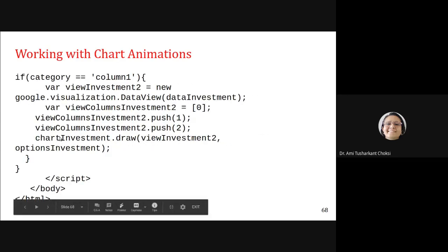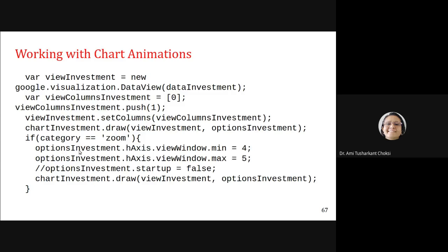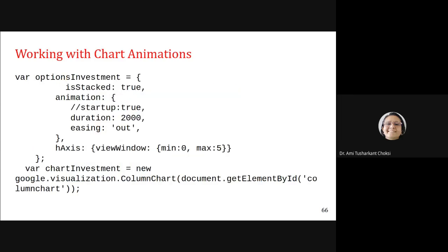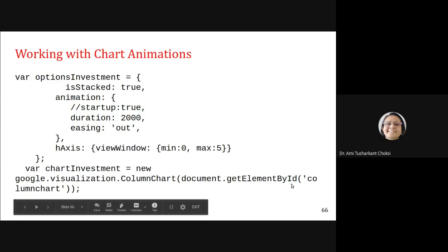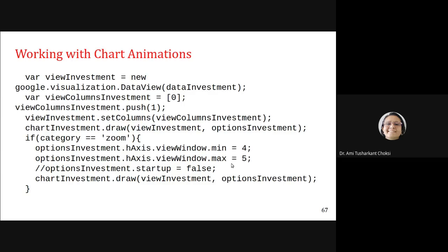So what we are doing is, with that chart object, we are using draw. Then after view investment 2, that is what we are having here. Then after whatever is the options, options we have already specified. What was the options? The options we are specifying, right? Now how do we specify the options? For drawing the chart we need to specify the options.